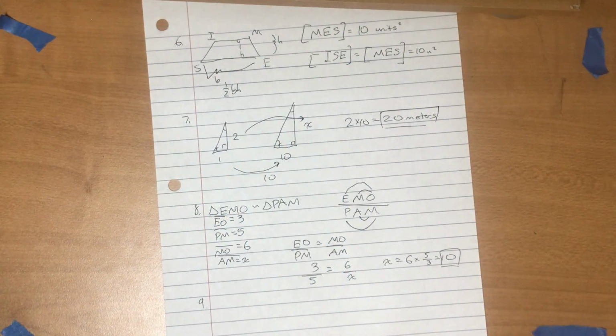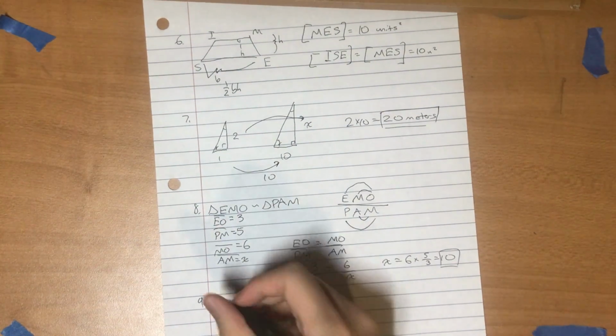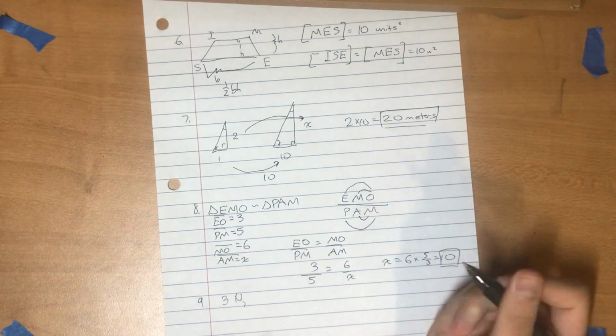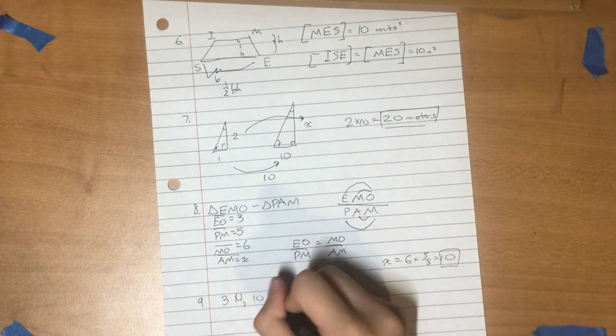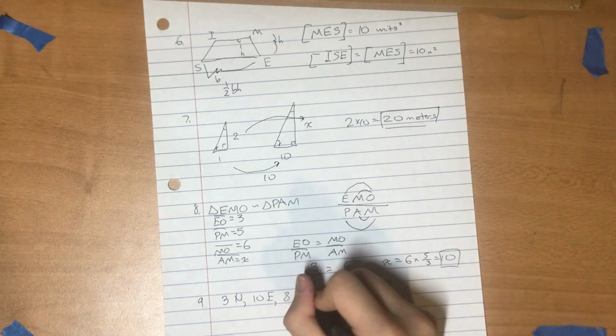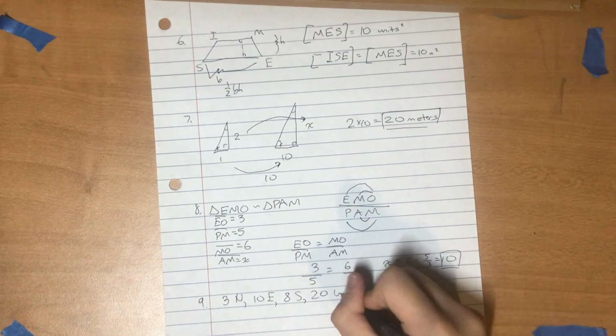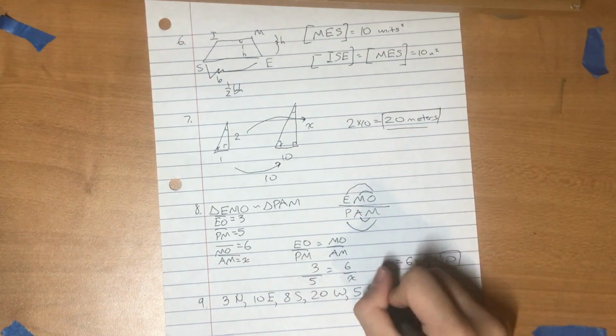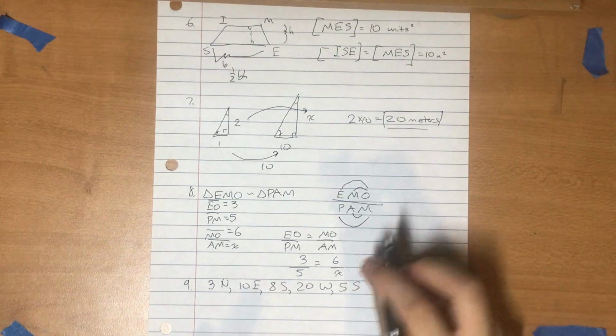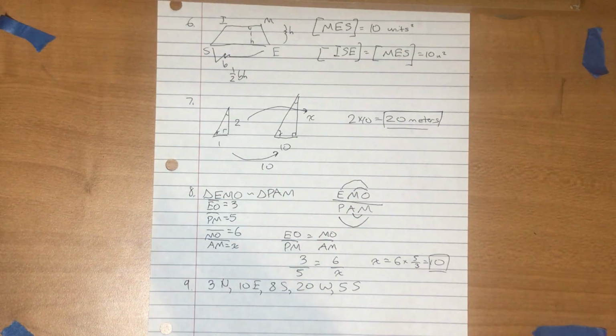Number 9. For these types of questions, they're just annoying to read. Nate drives 3 miles north, 10 miles east, 8 miles south, 20 miles west, 5 miles south, in that order. In that order literally makes no meaning. How far is Nate from his starting position?